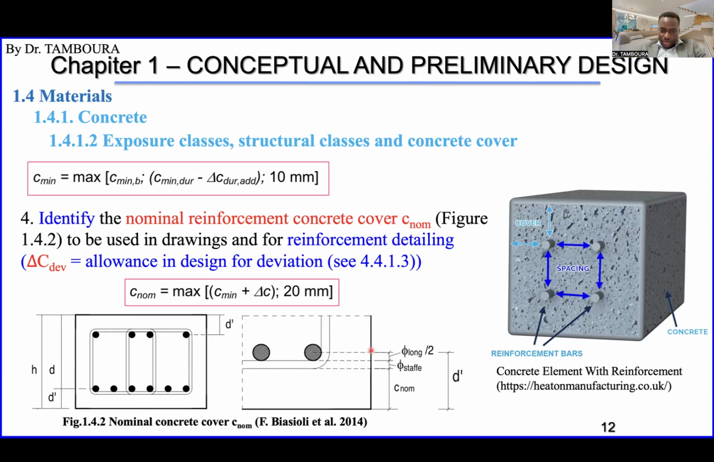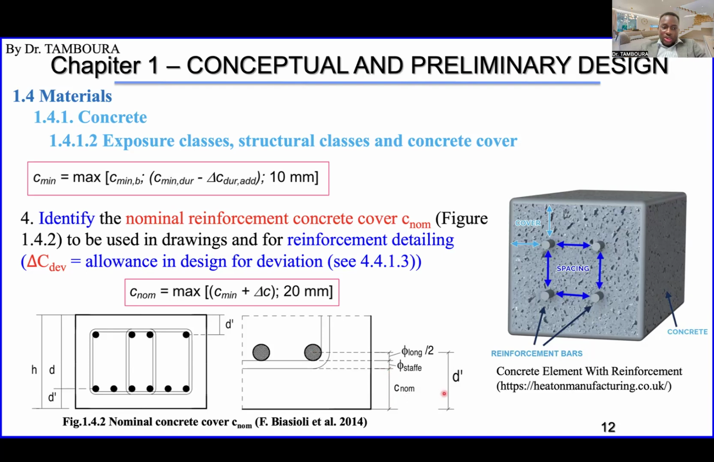So if we come here, what we are calling C nominal is from here to here, to the surface of the first steel you will reach, okay? Not this one, not these long bars. Okay. This is the C nominal. This is actually what you should call cover.